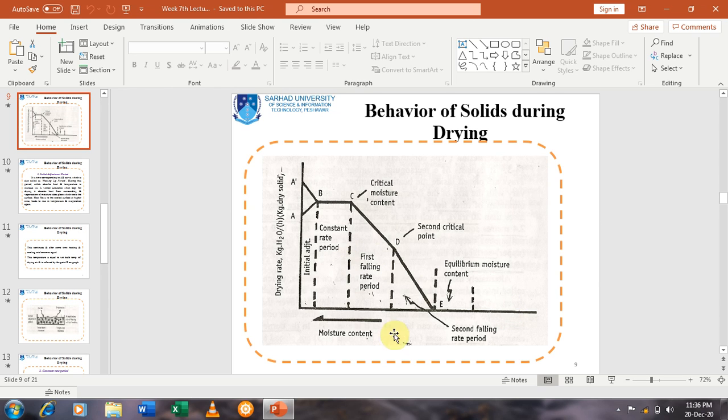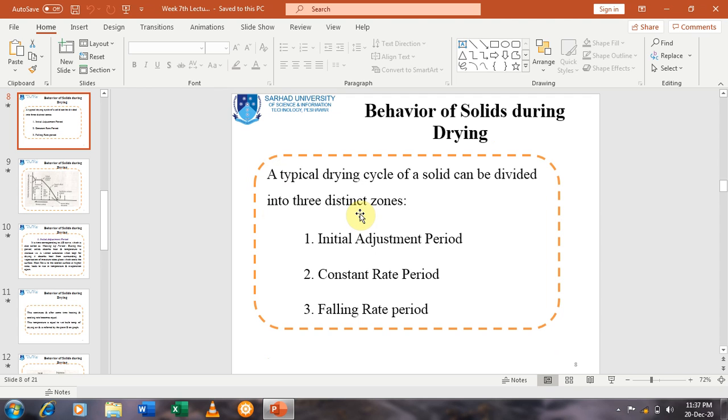The graphical representation is also mandatory. You should understand this graphical representation: what is meant by the points AB and BC, then CD and DE, and on the x-axis what is to be shown and on the y-axis what is to be shown. And the typical drying cycle has three phases or zones. It shall be easy for you to discuss this topic in detail.